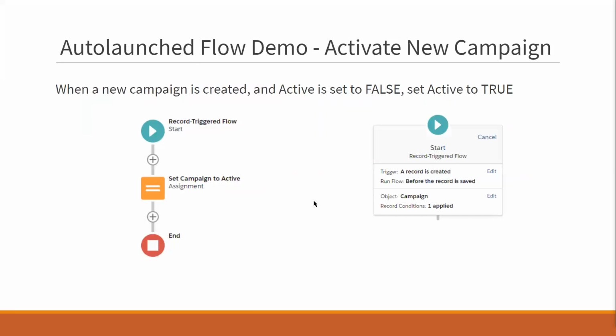What this record triggered flow is going to do is when a new campaign is created, if it is not active, so is active is set to false, we want to set active to true. So basically what this is doing is anytime you create a campaign, it's making sure that it's automatically set to active for you. Now notice this is extremely simple.